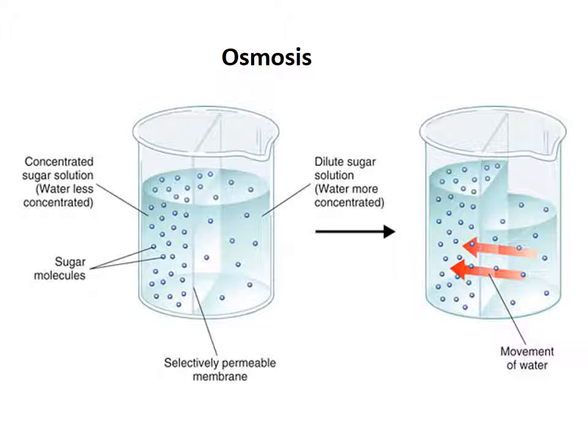So after a while, if you leave this alone, what is going to happen is that the water from the right-hand side is going to start moving into the left-hand side. Sugar will not move. It's water that's going to move, and that is osmosis. So water is moving from an area of high concentration, which is the dilute solution, to an area of low concentration, which is a lot of sugar.